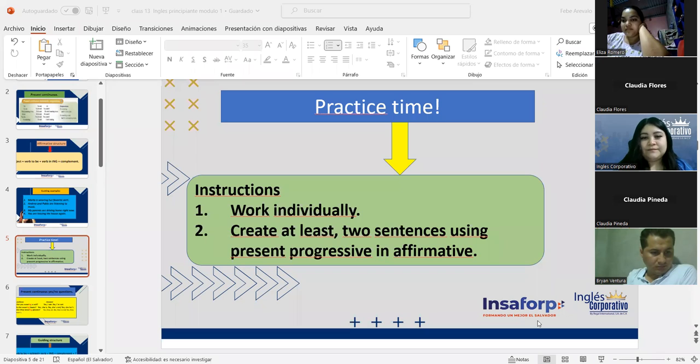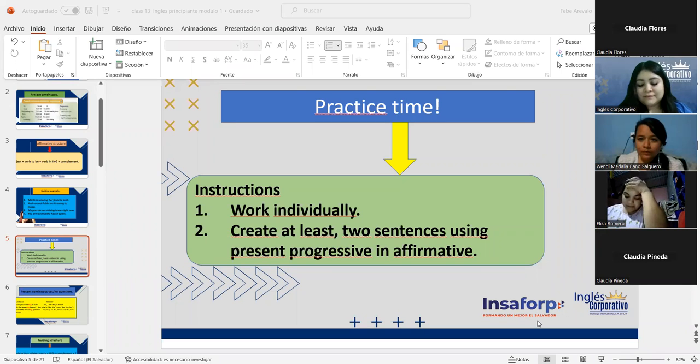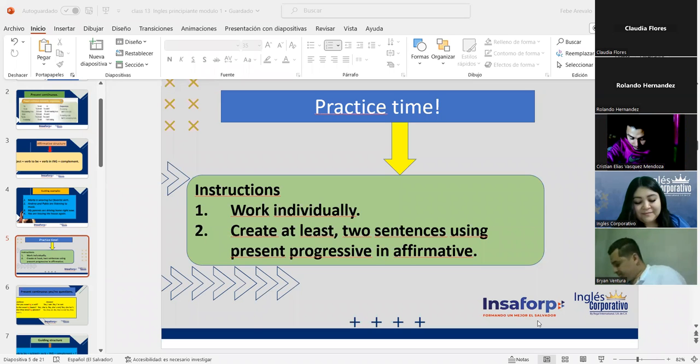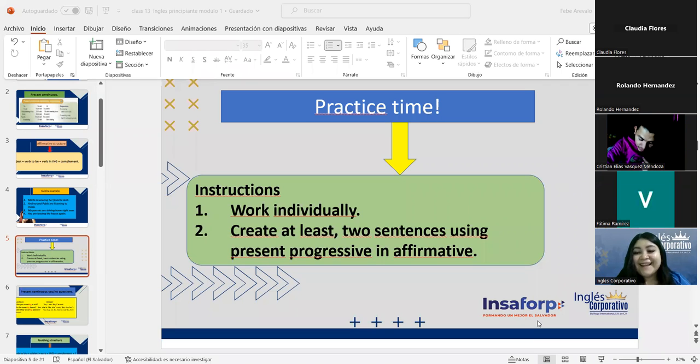Please, action. You're learning English? ¿Cómo, cómo? You are learning English? Very good. Pero esa es una oración, all right? You are learning English. Tú estás aprendiendo inglés. No puede hacerme preguntas todavía porque no hemos llegado ahí. La siguiente, I am, no sé si se pronuncia así, eating chicken. Ah, comiendo, I am eating. Excellent, delicious, very good, Miss Flores, thank you. Let's go with Rolando, and after Rolando, Elias.